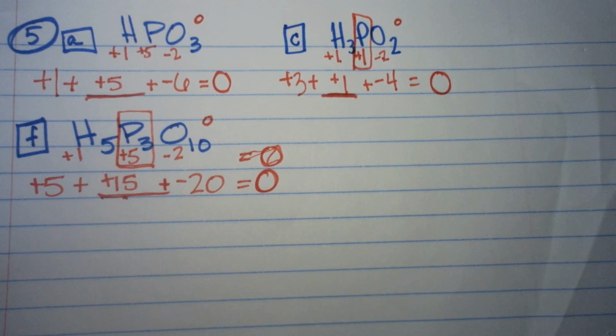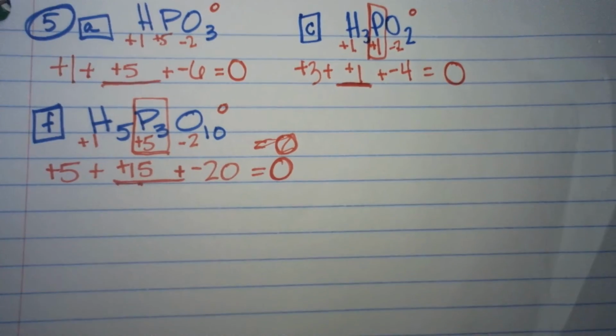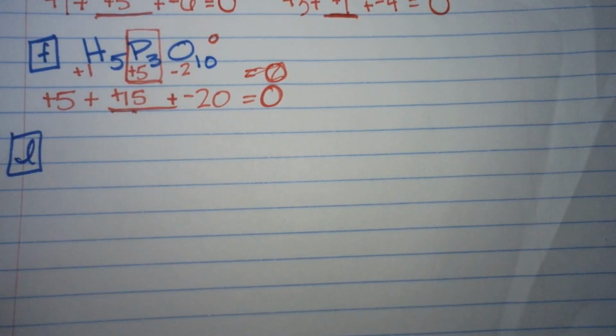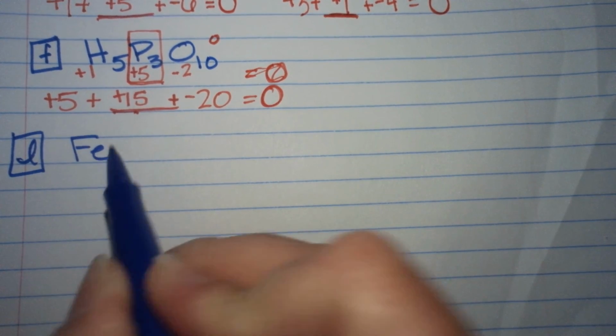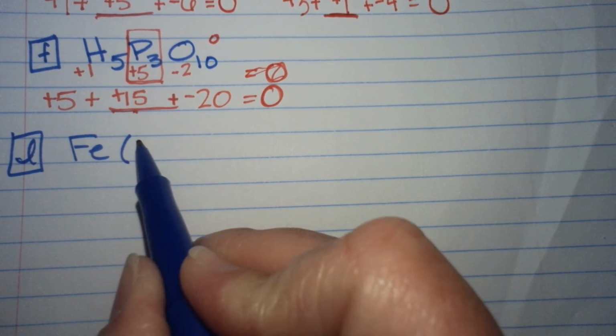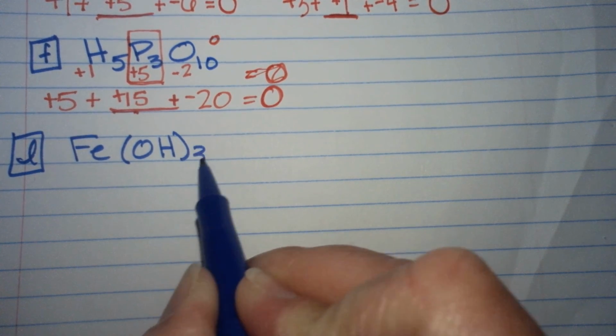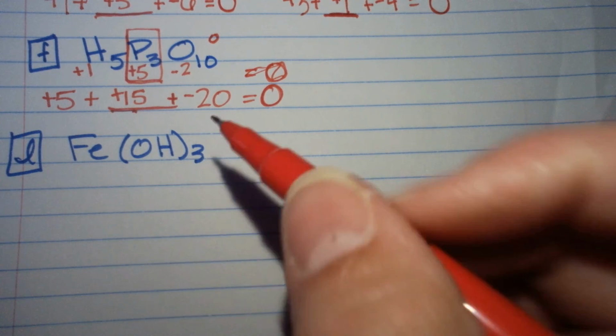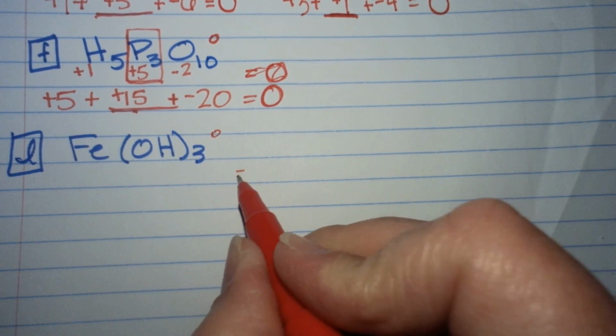I want to do one more example. I know you're like kind of done with examples, I can tell. But I wanted to come down to this one at the bottom that has a parentheses in it, just to make sure that you are fully thinking through. So it is L down at the bottom. We're going to go with iron 3 oxide. And there is no charge, so we're setting it equal to 0 again.